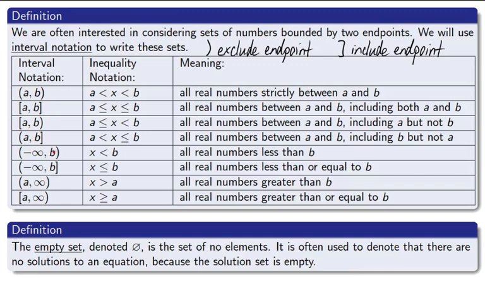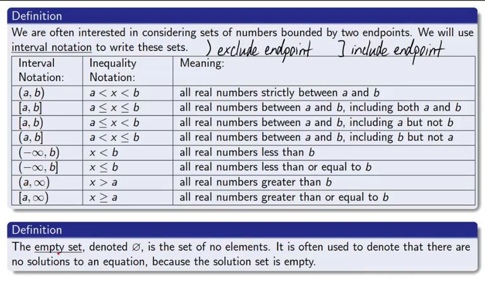So if you see negative infinity to a number, that's everything to the left of that number. Parentheses means the number is not included. Bracket means that the numbers are included, with the same less than or equal to symbols. Next, if you see A to infinity, that means everything to the right of A. If there's parentheses, A is not included. If there's a bracket, A is included.